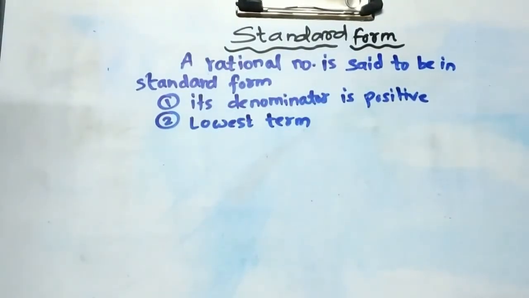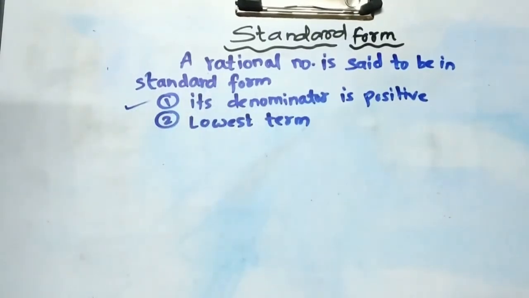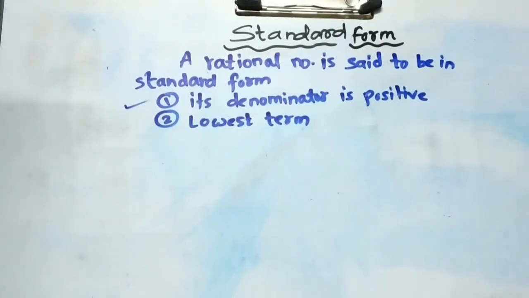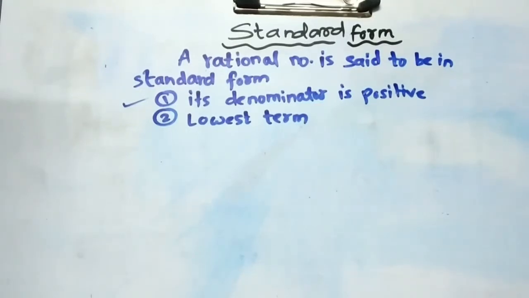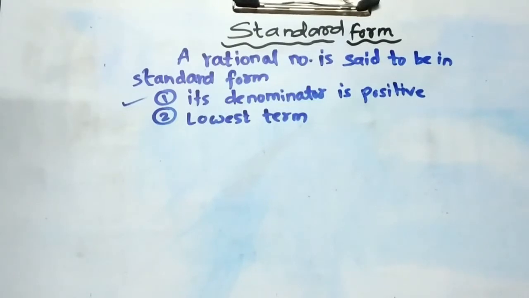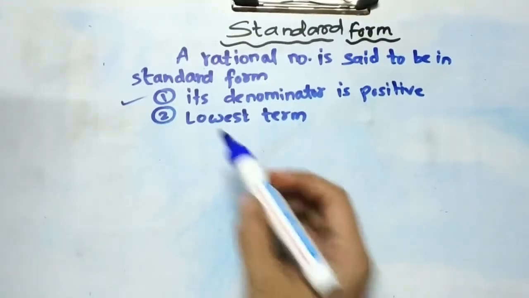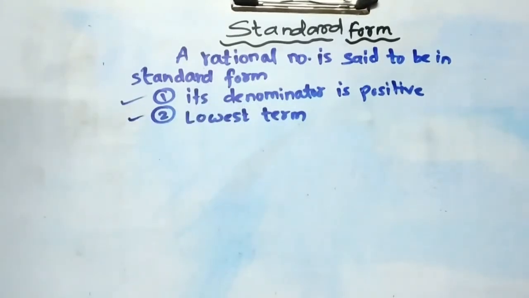So friends, if it is not there, what can we do? If step 1 is not satisfied, we have to make its denominator positive. And if the second step is not satisfied, that is, it is not in the simple or reduced form, you need to make it reduced by dividing both the numerator and the denominator by their HCF, highest common factor. So let's see how we have to do these two things.